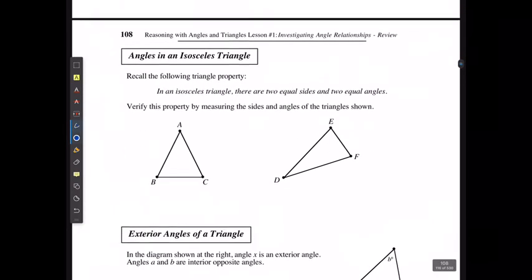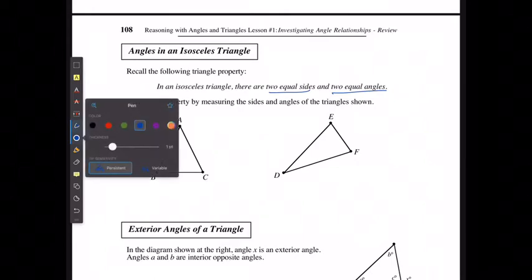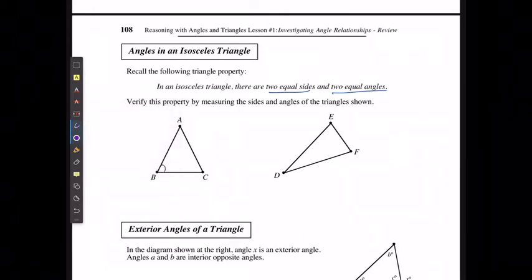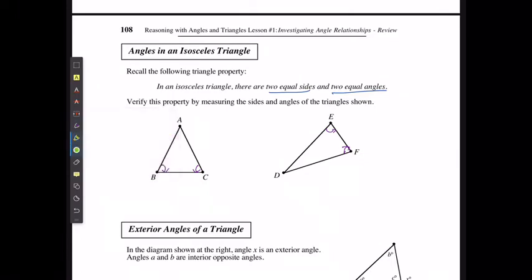If I'm looking at an isosceles triangle, in an isosceles triangle there's going to be 2 equal sides and 2 equal angles. So in this case, I can see that B and C should be equivalent, and over here, E and F should be equivalent. I should also see that the length of A and the length of C are equivalent, and the length of D, E and the length of D, F should be equivalent.